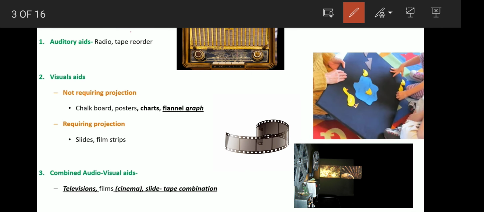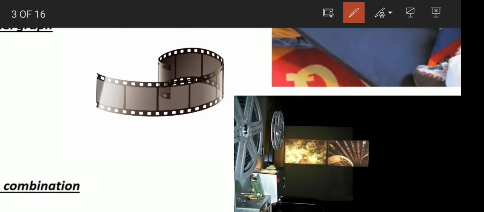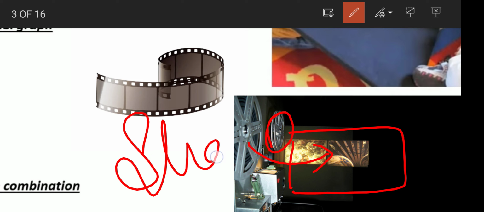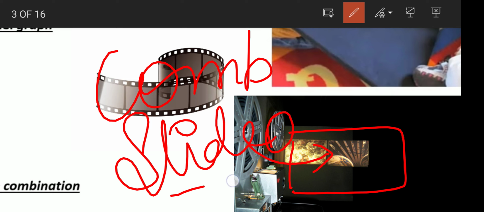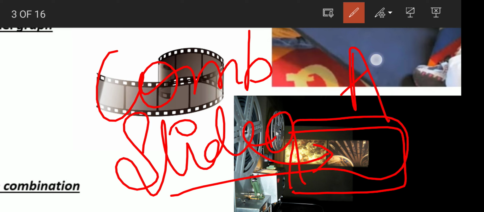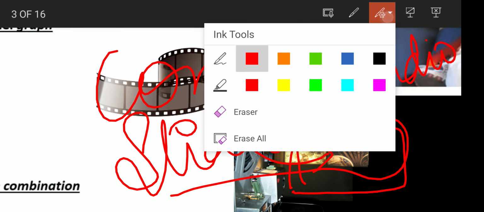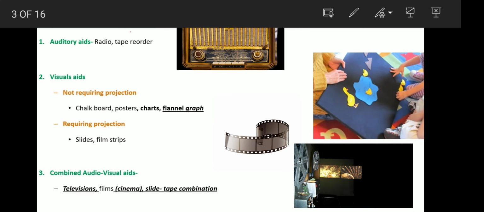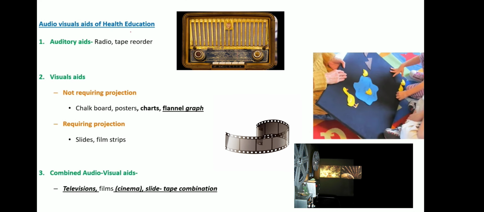What do you mean by slide tape combination? So you can see here, these are the slides, and here we have a tape recorder. So this slide strip will be inserted here, and the slide will be demonstrated on the screen. Synchronizing with these slides, there will be the audio which is played along with it. So the slide and the audio will be synchronizing with each other, and that is how we have slide tape combination. So this was all about the audio visual aids.